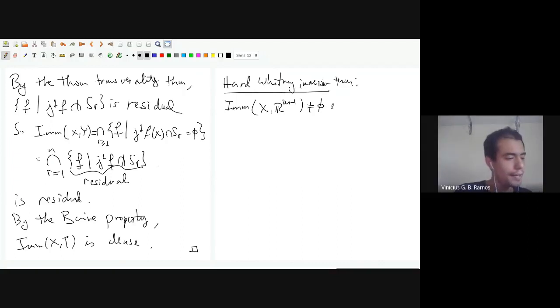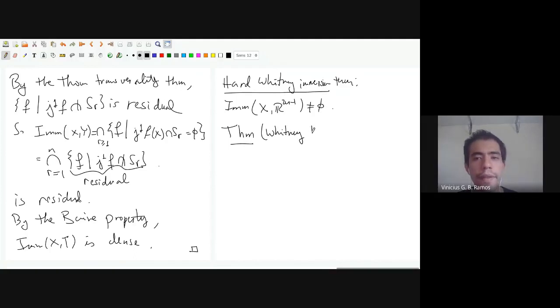Okay, so now let's prove the Whitney, well, let's go towards the Whitney embedding theorem. So now let's prove the Whitney one-to-one immersion theorem. So one-to-one is the same as injective.